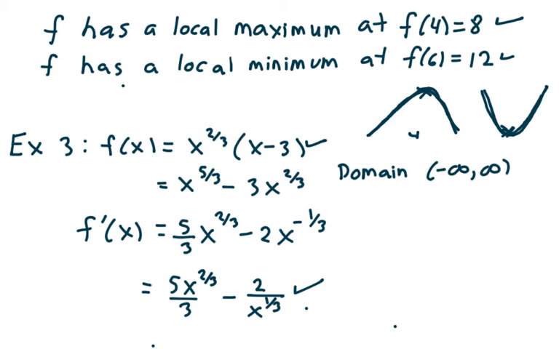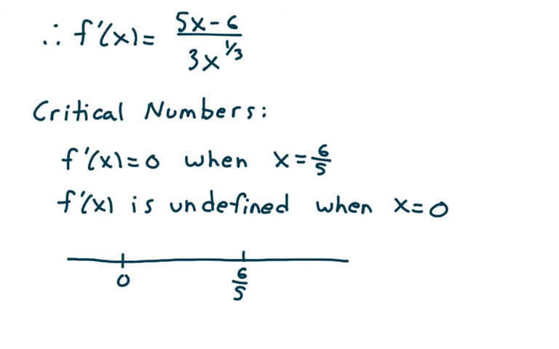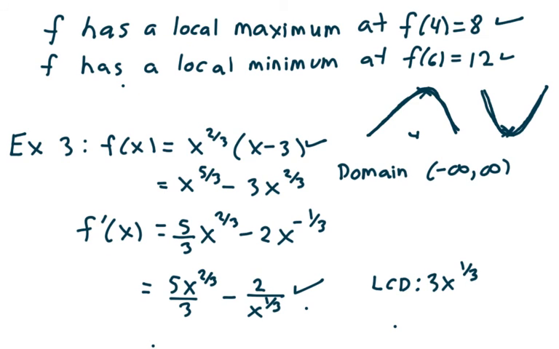If I get a common denominator, the LCD here is 3x to the 1/3. So it turns out f prime of x is (5x minus 6) over 3x to the 1/3. Now you have to address where f prime of x is undefined. Why? Because x equals 0 is part of the domain of the function. So it's legal, so that is a critical value.